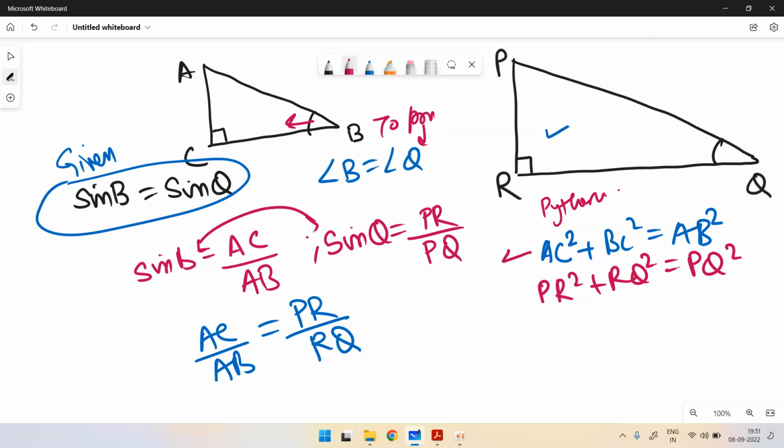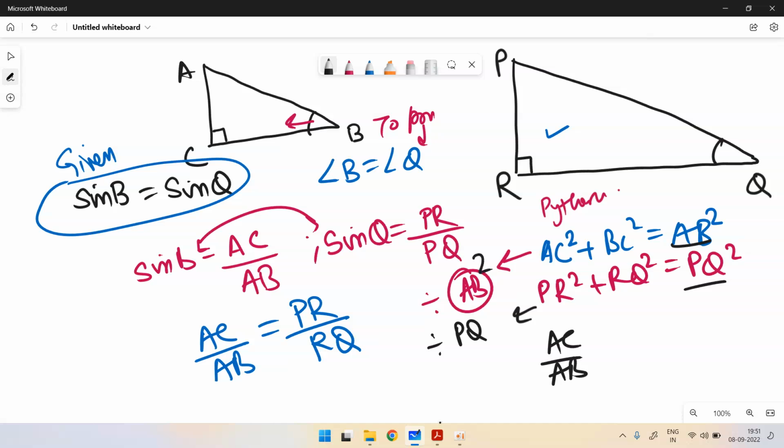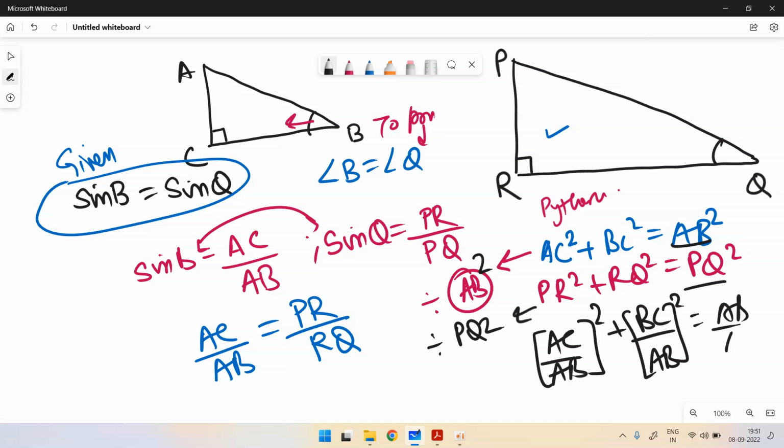Now I divide this equation by AB square, and the other equation I divide by PQ square. Then you can see that this is nothing but AC by AB whole square plus BC by AB whole square, equals AB by AB whole square.